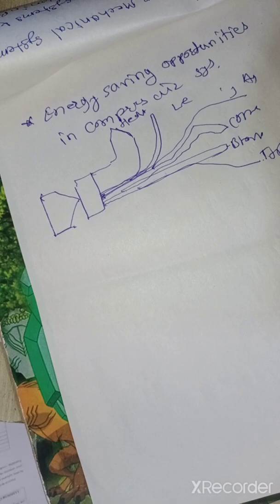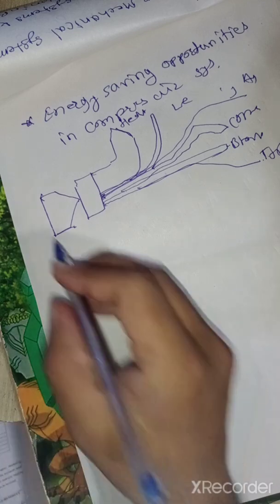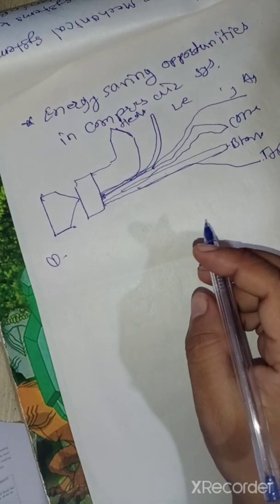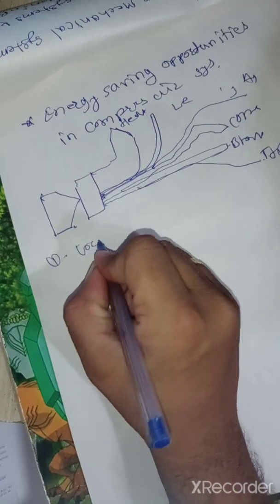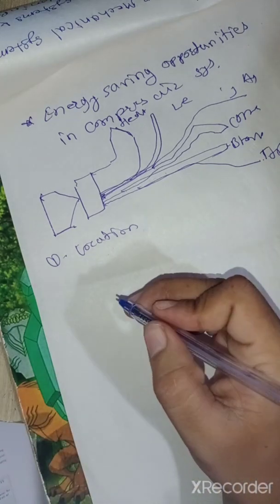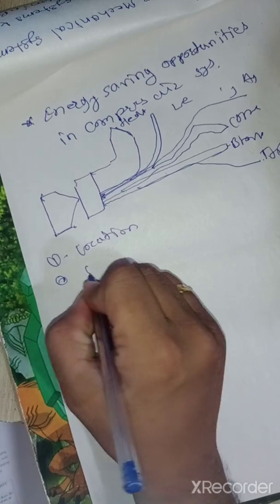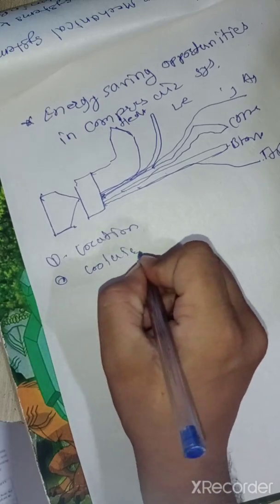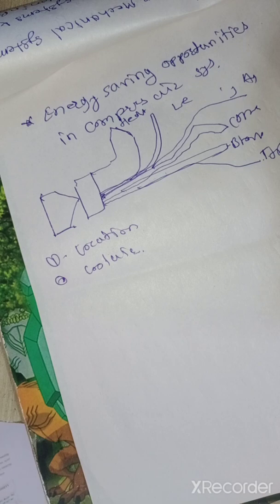So for efficient operation of compressed air system, the first important point is location. The location of the air compressor and the quality of air drawn by the compressor will have significant influence on the amount of energy consumed. Second, cool air intake, this is also very important. As a thumb rule, every 4 degrees Celsius rise in inlet air temperature results in higher energy consumption by 1% to achieve equivalent output.